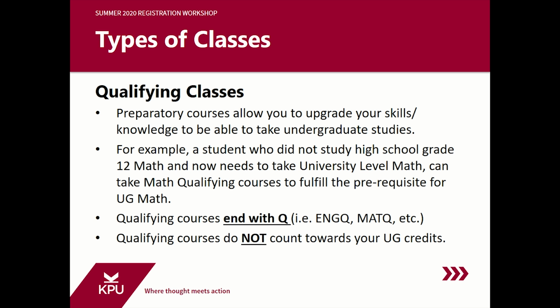Qualifying courses, these are preparatory classes that allow you to upgrade your skills and knowledge to be able to take undergraduate studies. For example, a student who did not study high school grade 12 math may take math qualifying courses in order to upgrade his knowledge prior to taking a university level mathematics course. Qualifying courses end with Q, for example, ENGQ, MATQ, and so forth. Qualifying courses do not count towards your undergraduate credits.